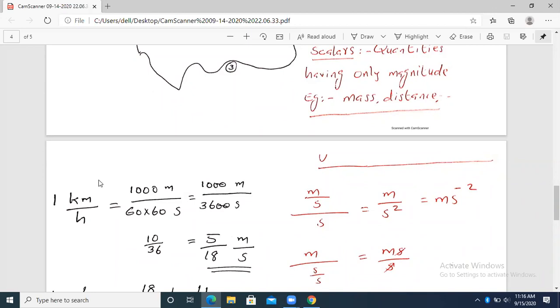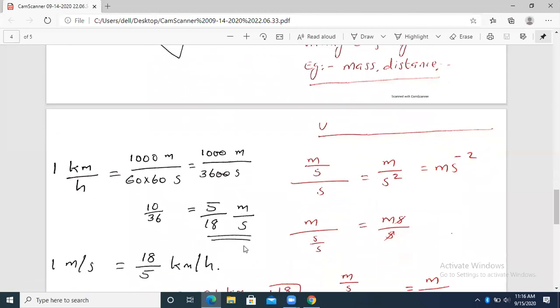Then look here, 1000 meter. Now I changed kilometer to meter and hour to second. So 1 kilometer equal to 1000 meter divided by 1 hour equal to 3600 second. After that, I reduced it. This 20 I cut with this 20. So I got 10 by 36. 10 by 36, I can write 5 by 18. Again, divide by 2. So 10 divided by 2 is 5, 36 divided by 2 is 18. So 1 kilometer per hour equals 5 by 18 meter per second.